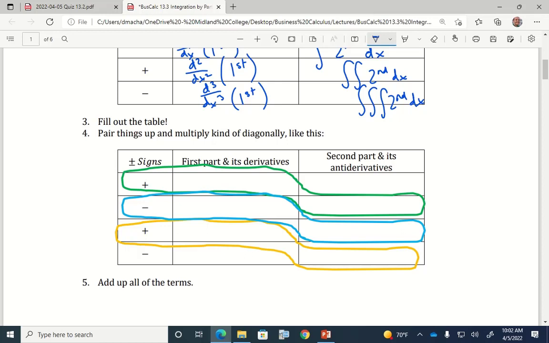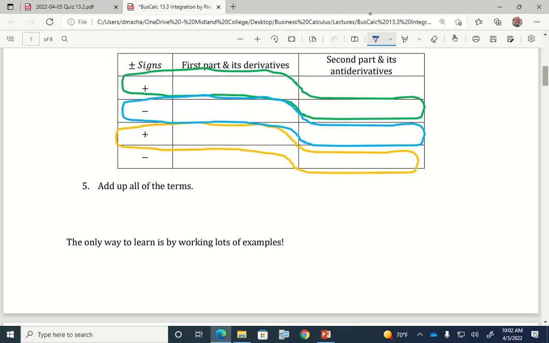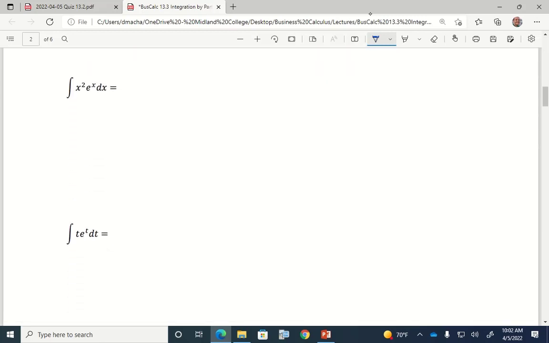Like I said, this is weird. I know it doesn't make any sense. Just got to get used to it. And then at the end, when we've multiplied everything with these little snake patterns, we're going to have a bunch of terms. In this case, I've drawn 3 different terms. We're going to add up those 3 terms, and that's going to be your antiderivative in the end. So without further ado, let's do an example.